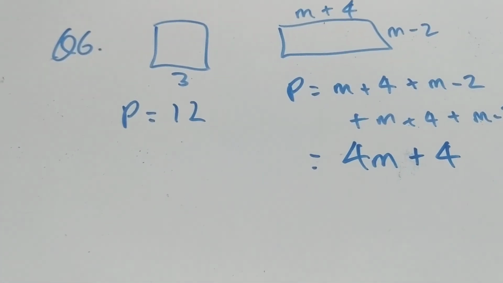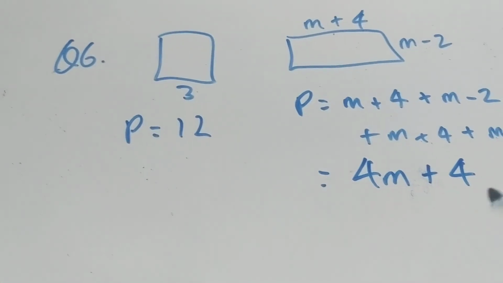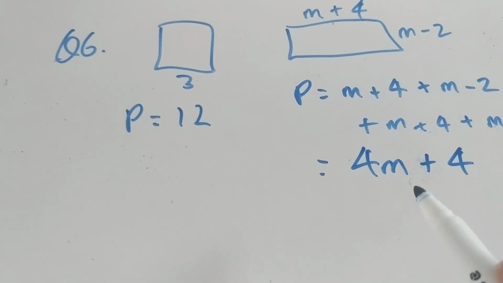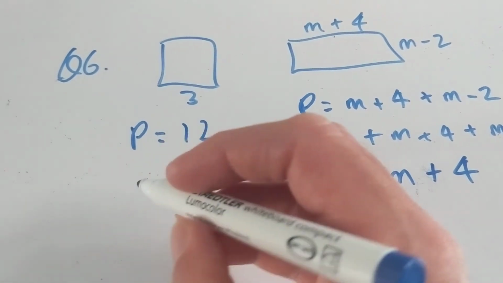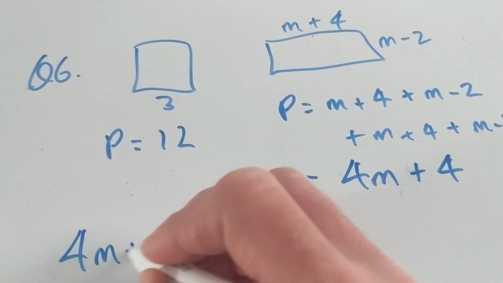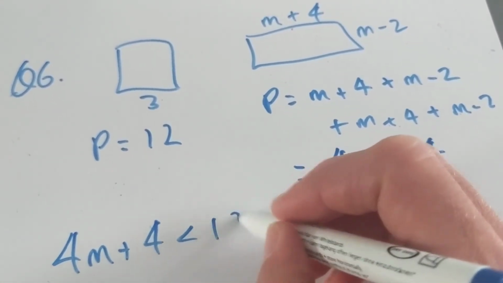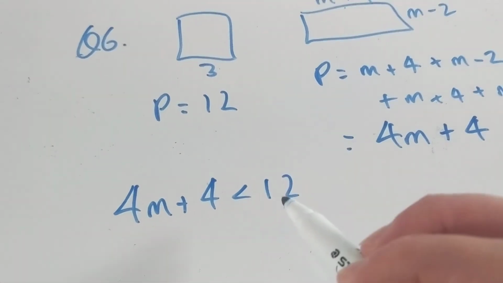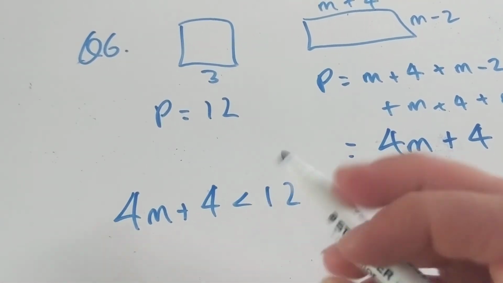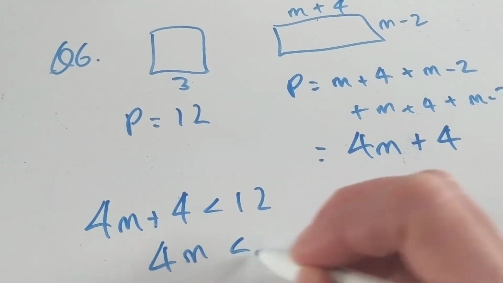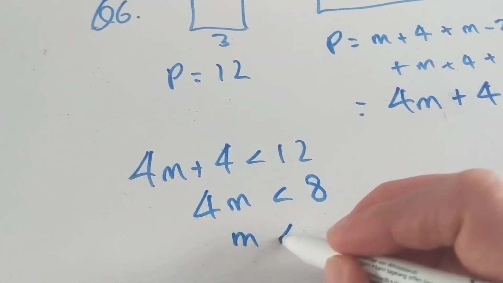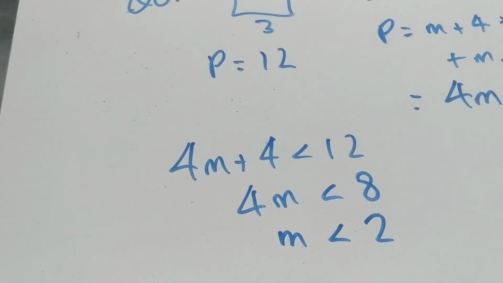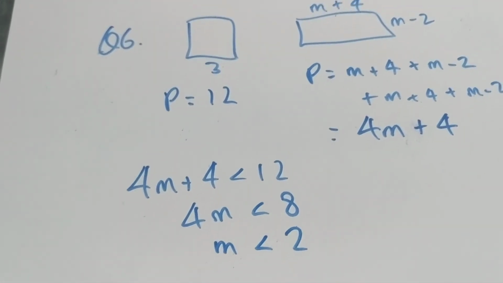So you've got your perimeter of the square, perimeter of the rectangle. It says in the question the square's was greater than the rectangle's. So basically you could say 4m plus 4 was less than 12. Another way of saying that, 12 was greater than that. Take 4 off both sides, and so you'll get 4m less than 8, and so m is less than 2. That's a 4-mark question, question 6, that caused a bit of bother.